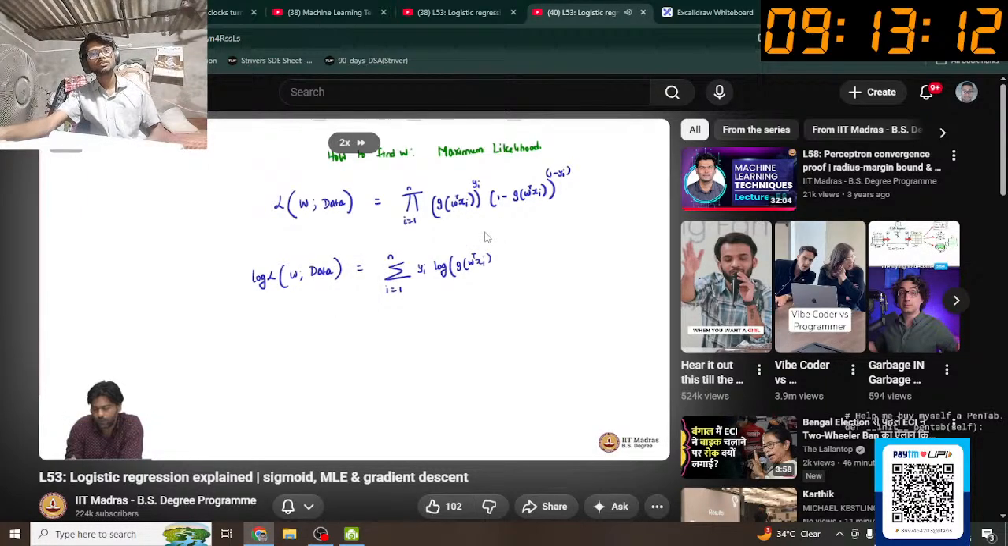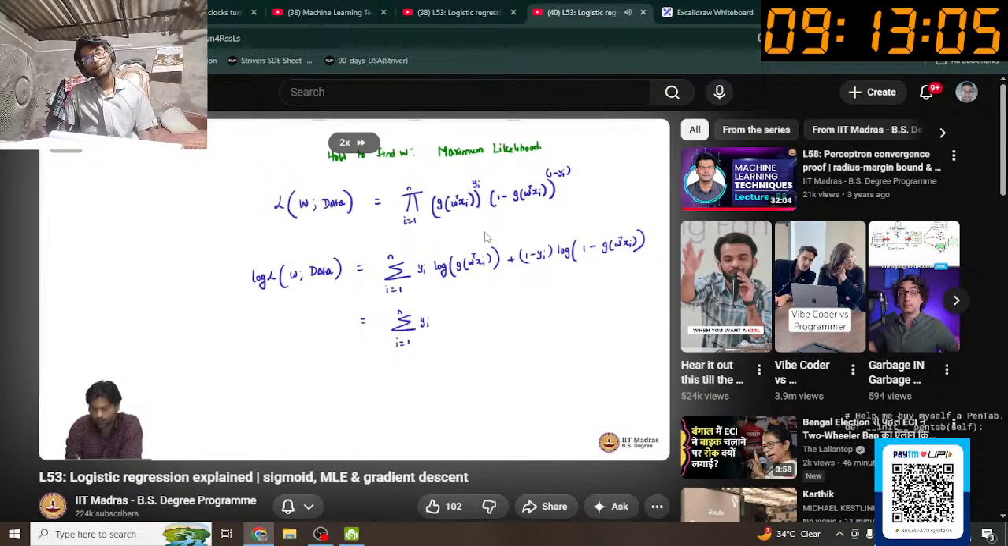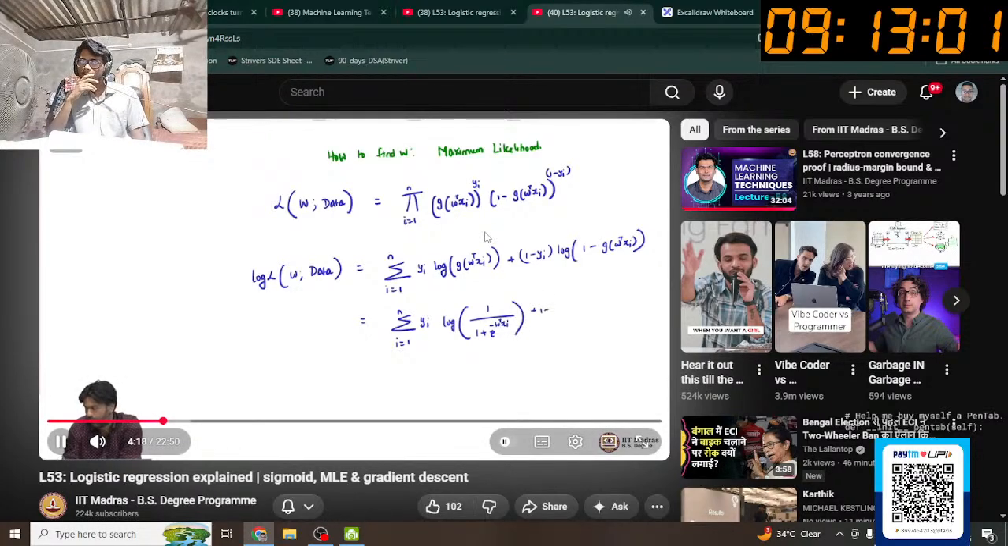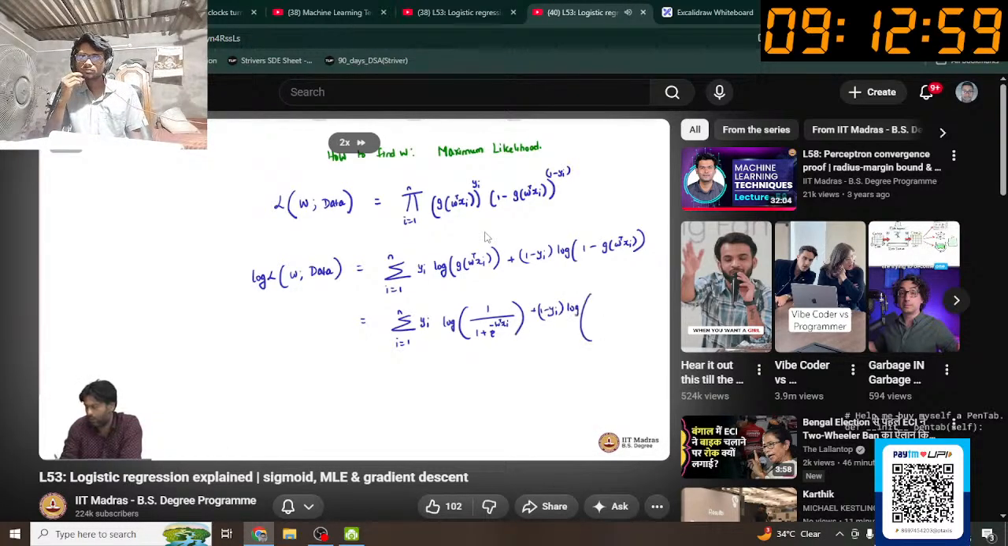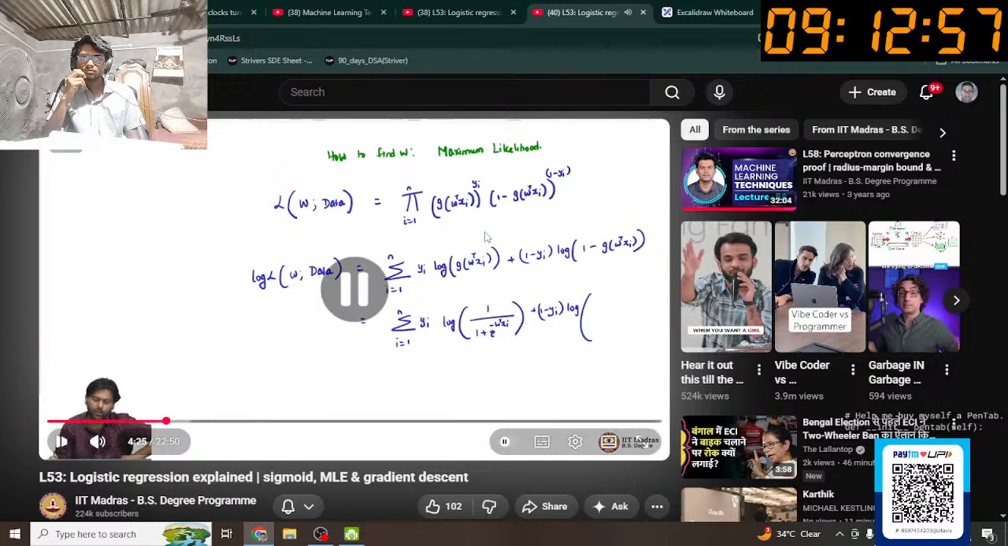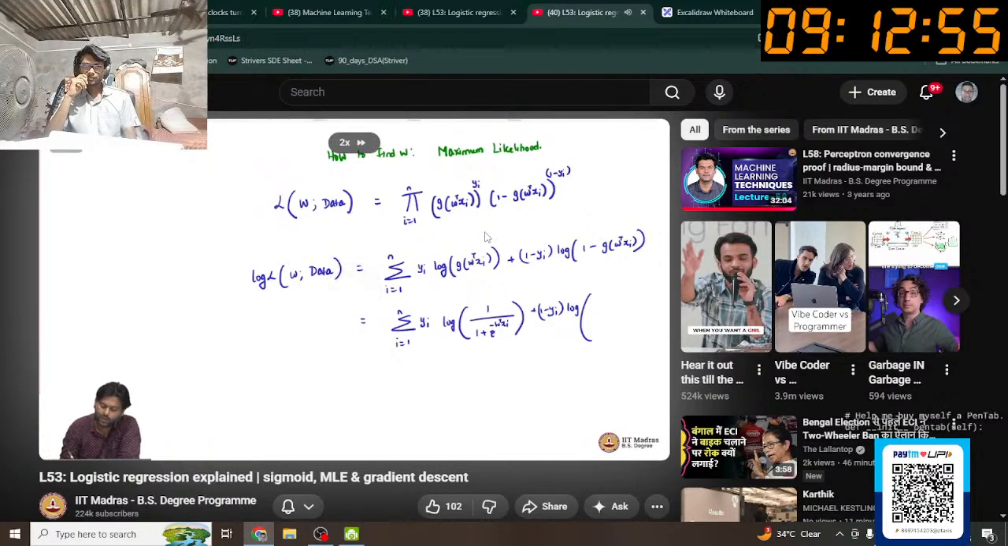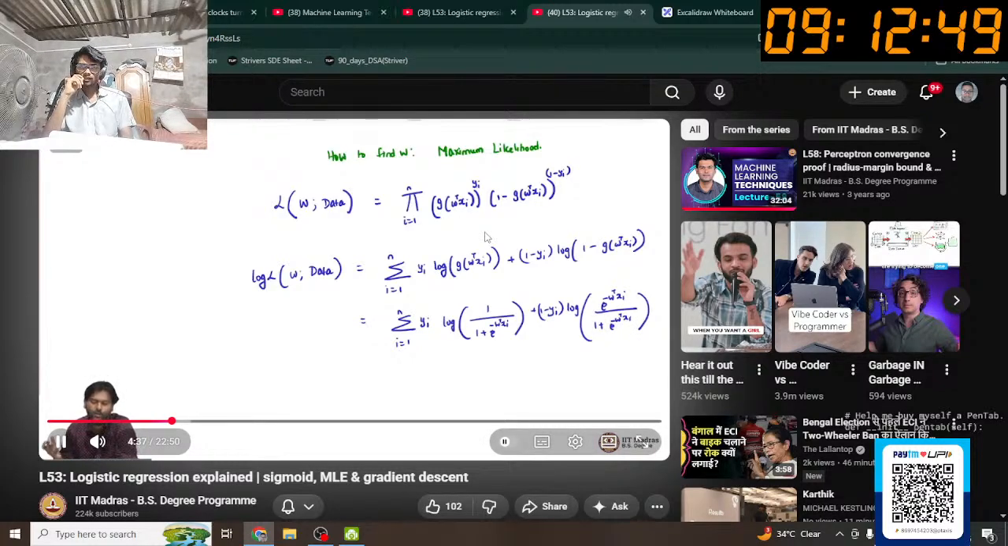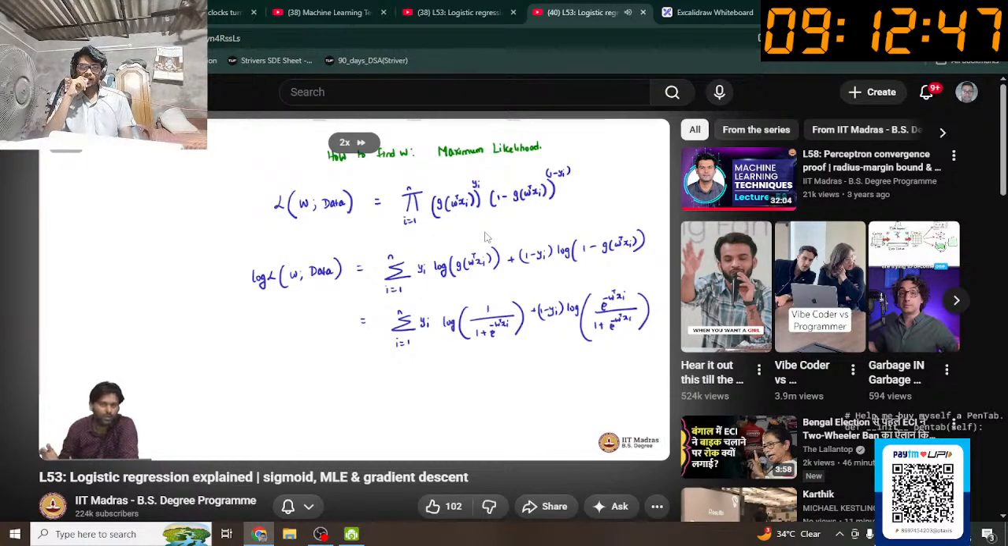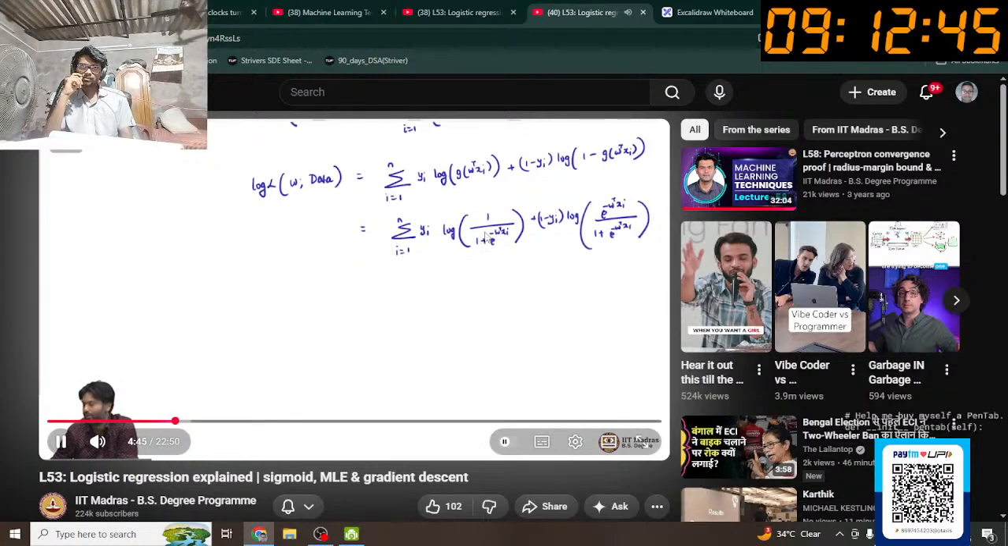g of w transpose xi plus 1 minus yi log 1 minus g of w transpose xi, which is simplified as, now let me plug in g. g is 1 by 1 plus e power minus w transpose xi, plus 1 minus yi log of 1 minus this, which is the probability of 0 happening. That is 1 minus 1 by 1 plus e power minus w transpose xi, which is just going to be e power minus w transpose xi by 1 plus e power minus w transpose xi. Now you can see that this functional form of using the e power things in the probability is actually helping, because when you do the log likelihood, the logs and the e's cancel out.